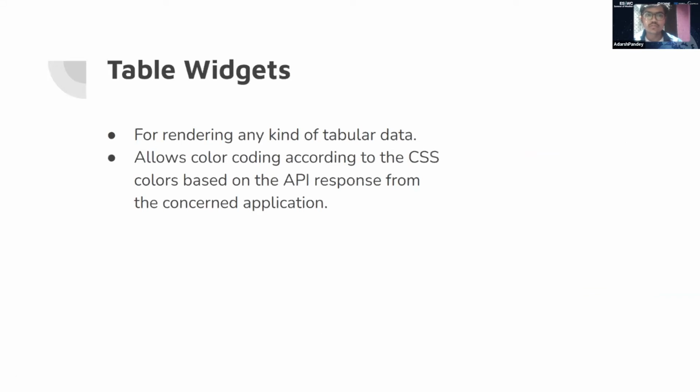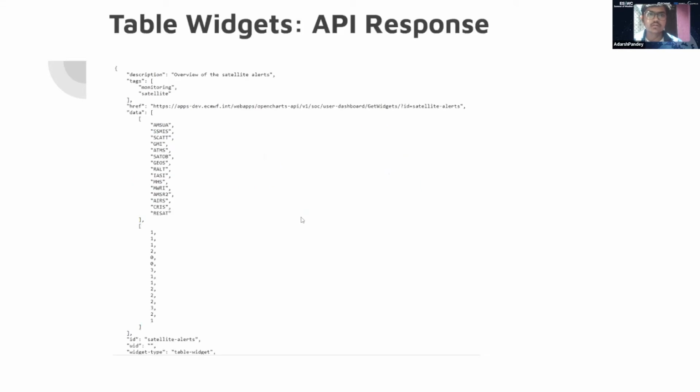So going on to the table widgets, these are for rendering any kind of tabular data, and we have allowed color coding according to the CSS colors based on the API response from the concerned application. That gives us a nice visual representation. So the API response from a table widget should look something like this. We'll have a description of what this does, some tags, href. Now coming to the data, data is a 2D array in which each array is a column. So this is rendered as the first column. This is rendered as the second column.